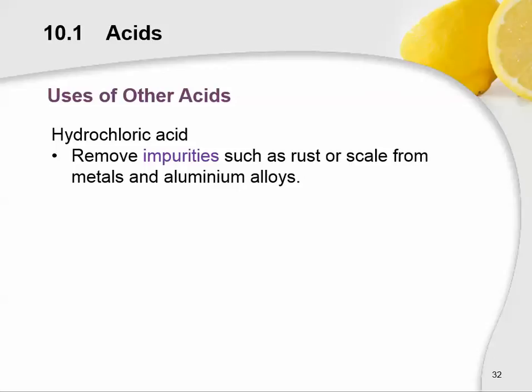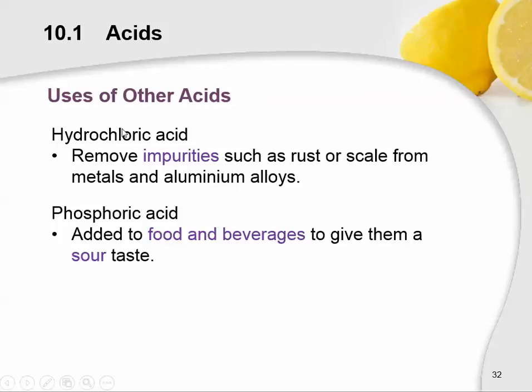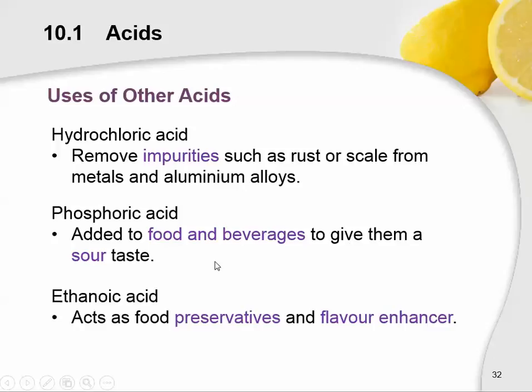And uses of other acids. Common use of acids, for example hydrochloric acid, is to remove impurities such as rust or scale from metals and aluminum alloys. Phosphoric acid is added to food and beverages to give them a sour taste. And ethanoic acid, which is vinegar, is used as a food preservative and flavor enhancer. And some people like to add this vinegar into noodles to eat. It's a little bit sour, but it tastes better than a plain noodle.